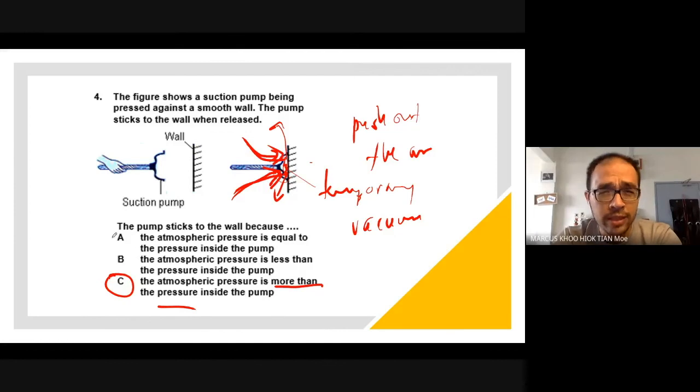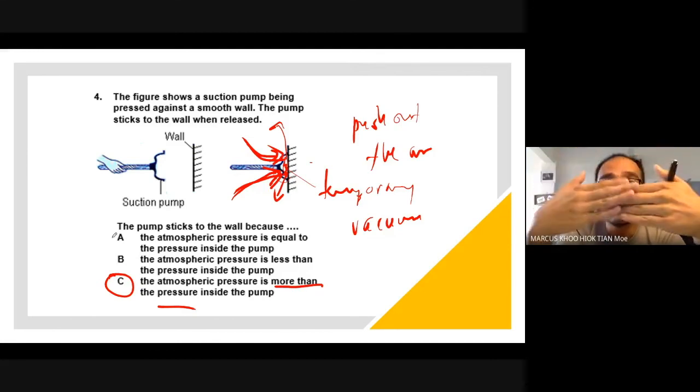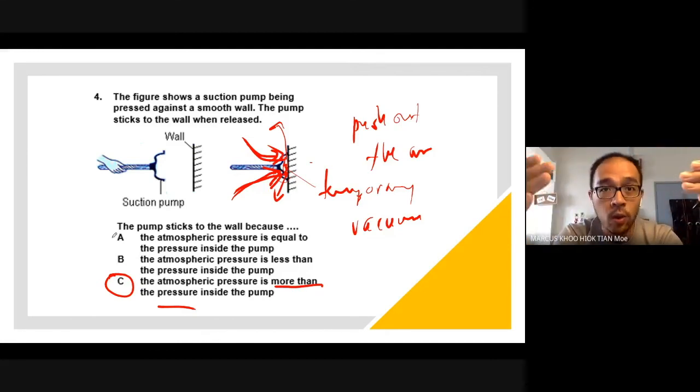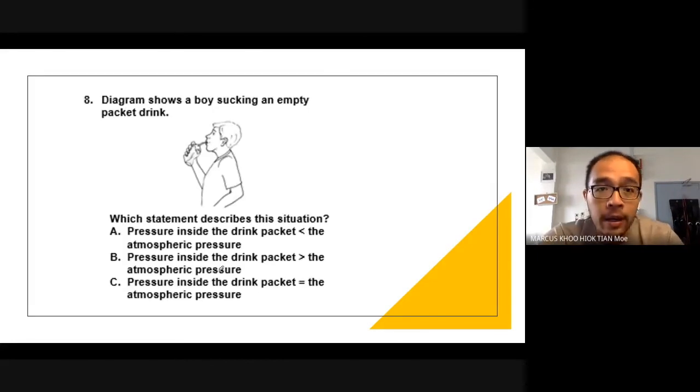So actually atmospheric pressure is very useful, really very useful. All you have to do is make sure that the space between the thing that you want to stick and the wall has no air. The atmospheric pressure is your good friend.